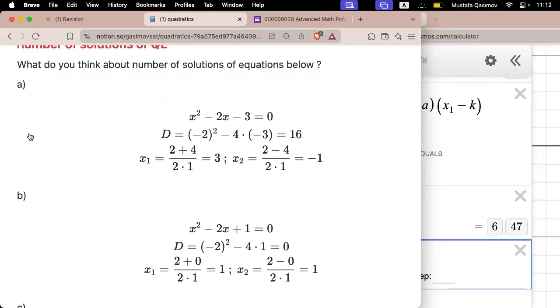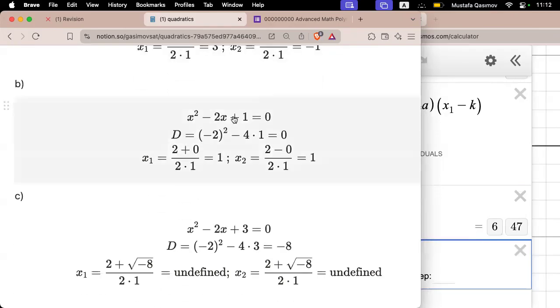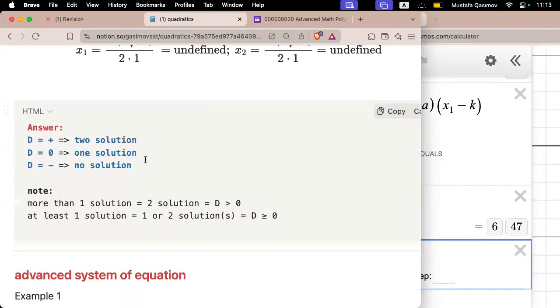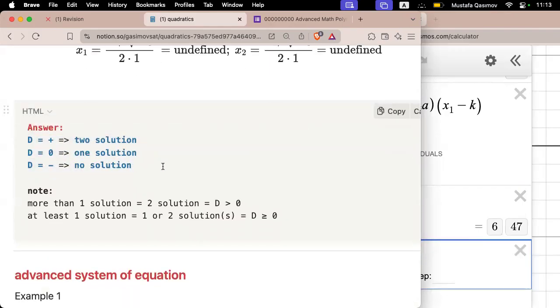Okay, number of solutions. When you have an equation with a positive discriminant like 16, you will get two solutions, right? Plus 4 and minus 4. When the discriminant is equal to 0, you will get one solution. Actually, two same solutions, and it is one. When you have a negative discriminant, it is an imaginary number and it is undefined, no solution. So shortly, we have something like that. Is it clear for everyone?